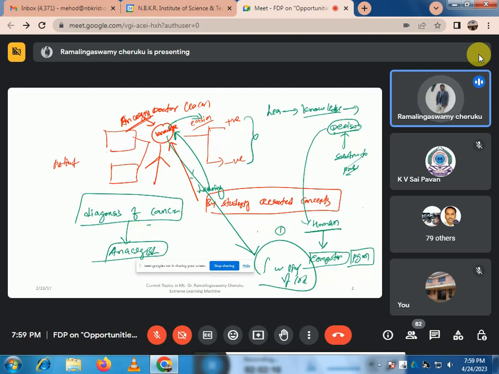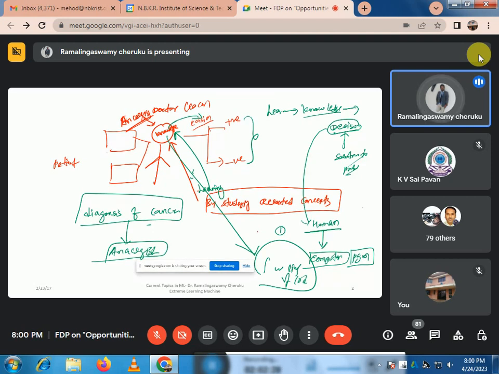What is the use of this learning capability? It will help to solve the problems. So what are the problems we are solving? Are they simpler? No. The problems are complex.